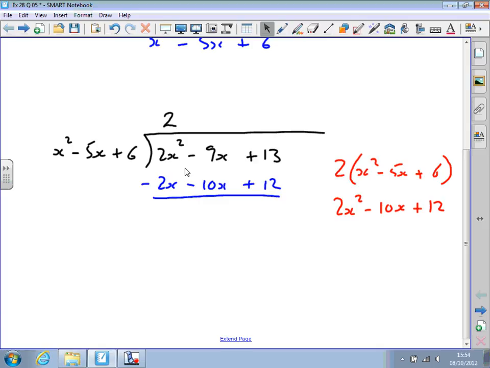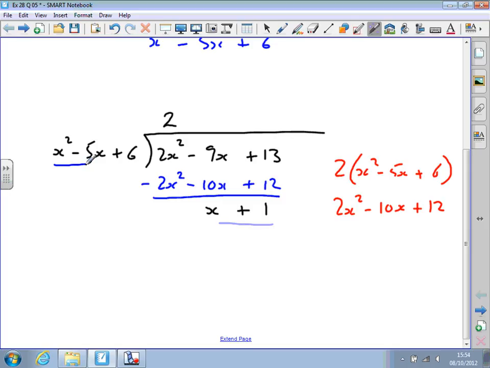2x squared minus 2x squared is gone, which must be the case. Minus 9x minus minus 10x is plus 10x. Minus 9x plus 10x is just x. 13 minus 12 is 1. So we've got remainder x plus 1. And that's lower in order than the x squared term, so that's where we must finish, and that gives us our remainder.